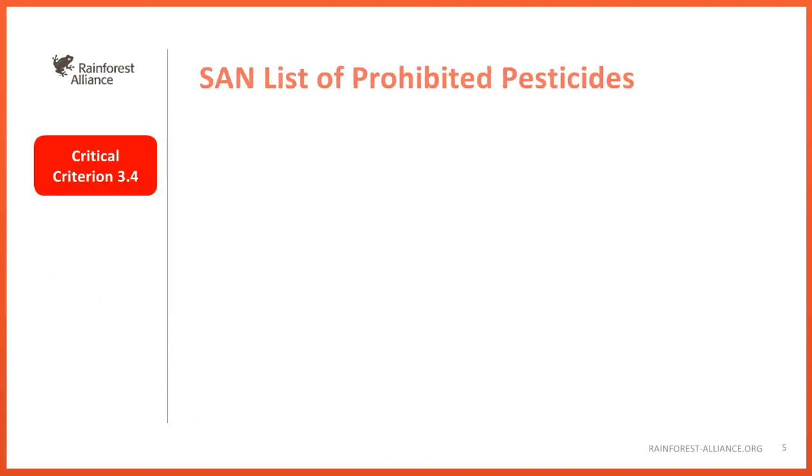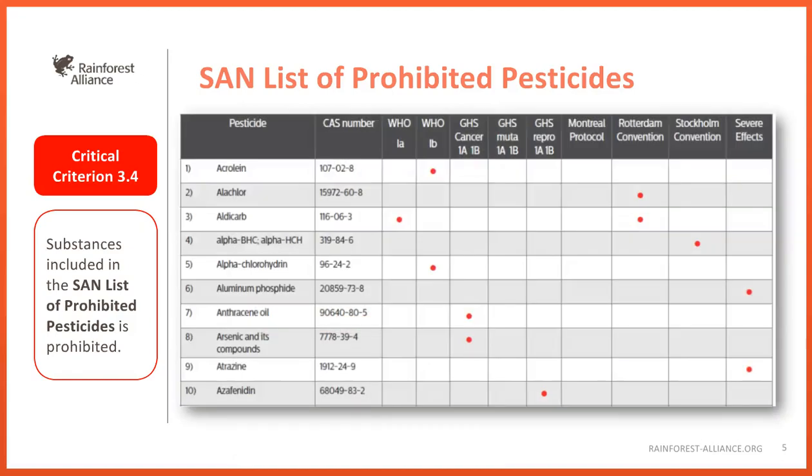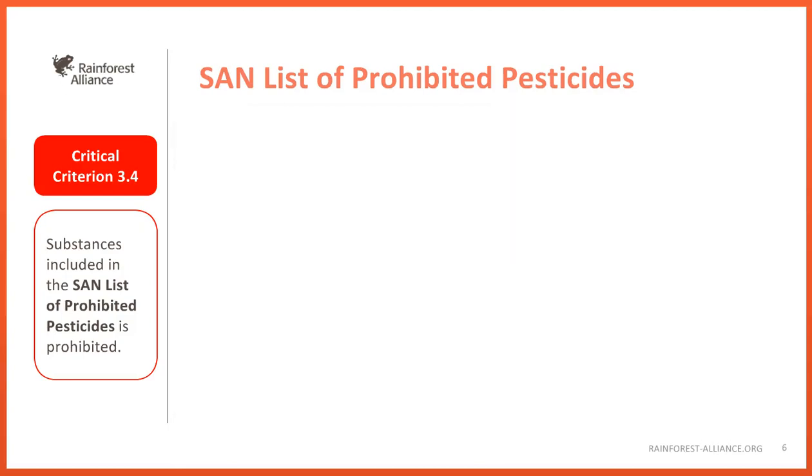First, let us look into Critical Criterion 3.4, which talks about the SAN list of prohibited pesticides. The list looks like this and is 6 pages in total. The prohibited active ingredients are listed in alphabetical order. Let us see one example.